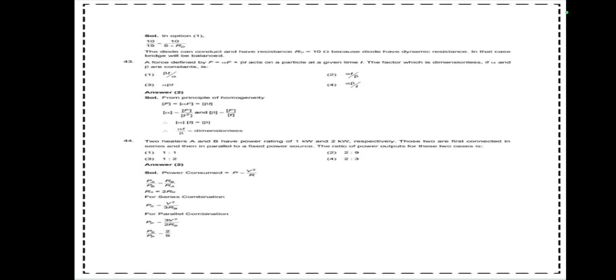Question number 44. Two heaters A and B have power rating of 1 kilowatt and 2 kilowatt respectively. Those two are first connected in series and then in parallel to a fixed power source. The ratio of power outputs for these two cases is... Answer is 2:9.